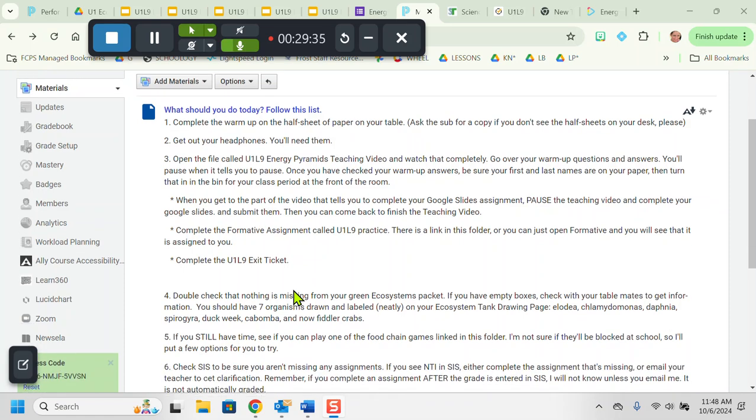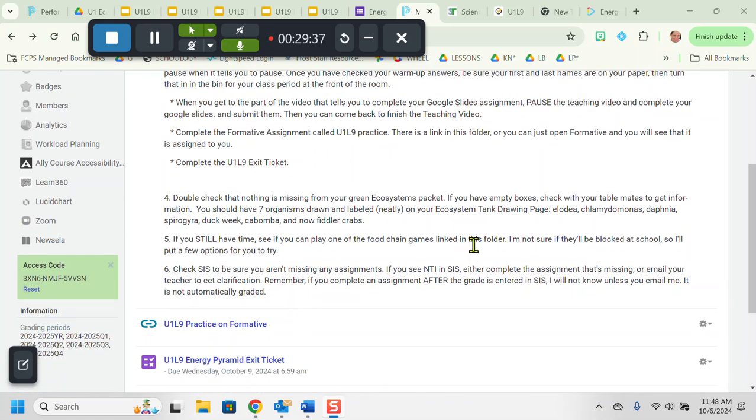All right, so after you've done that, please double check that nothing is missing from your green ecosystems packet. So you should have all the boxes filled in from any of the days that you took data. And so, second period, you took extra data today. Eighth period, you do not have new data today. But everybody should now have 7 organisms drawn and labeled neatly in the ecosystem tank drawing page.